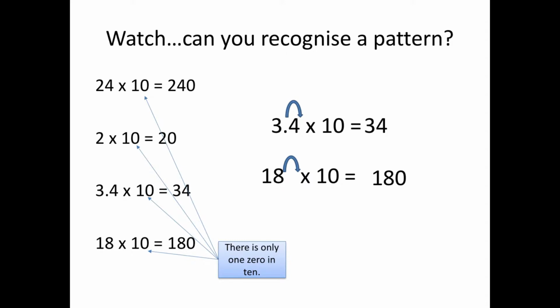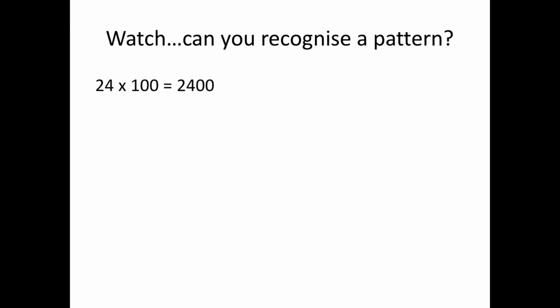And technically, because we've moved the decimal point one place, we need to add a zero. There has to be a number there. Okay, the rule is you either move the decimal point one place or add a zero. Okay, let's have a look at some more.